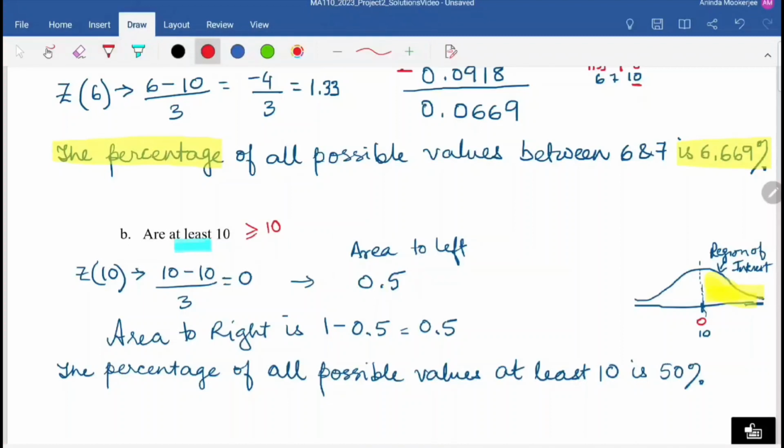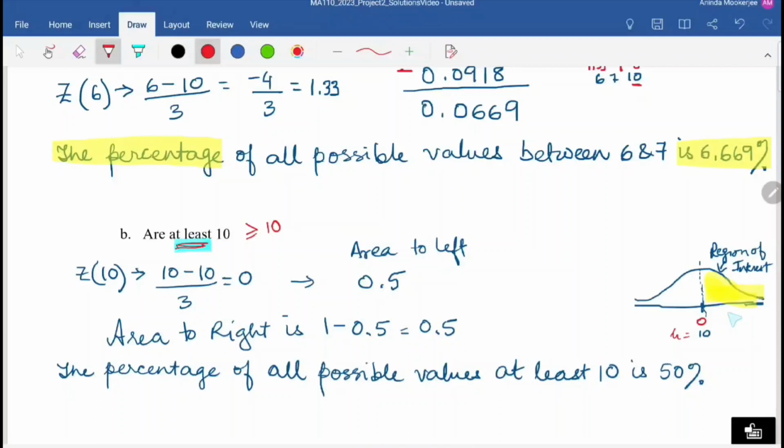Greater means everything to the right of 10. Correct? So we have our 10, which is the mean. This is also the mean, so that's why it's at the center point. And because we use the phrase at least, that tells us it's everything greater or equal to 10. And therefore, our region of interest is everything to the right of the center point.